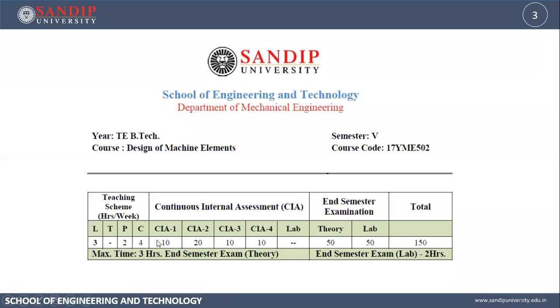Then obviously, as per the OBE pattern, we will be having CIA 1, CIA 2, CIA 3, CIA 4 as usual, which in total will have 50 marks, and 50 marks will be your end semester exam. And for practicals, you will be having a 50 marks examination. So in total, you will have 150 marks for this subject: theory, including CIA 50 and end semester 50, that is 100 marks, and practicals of 50 marks. So both are important as far as this particular subject is concerned.